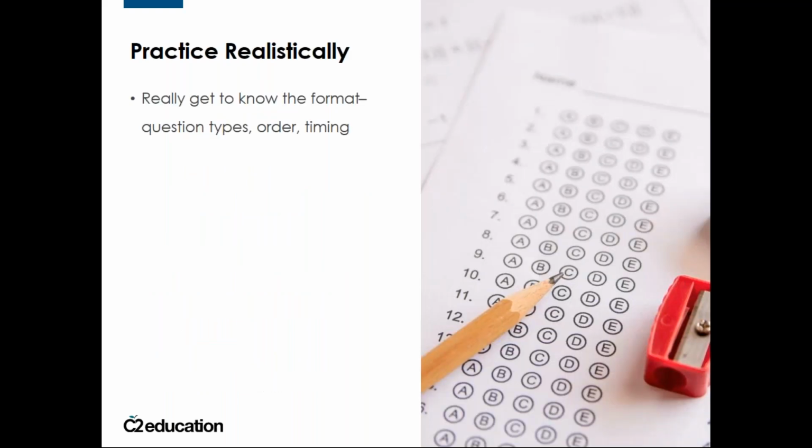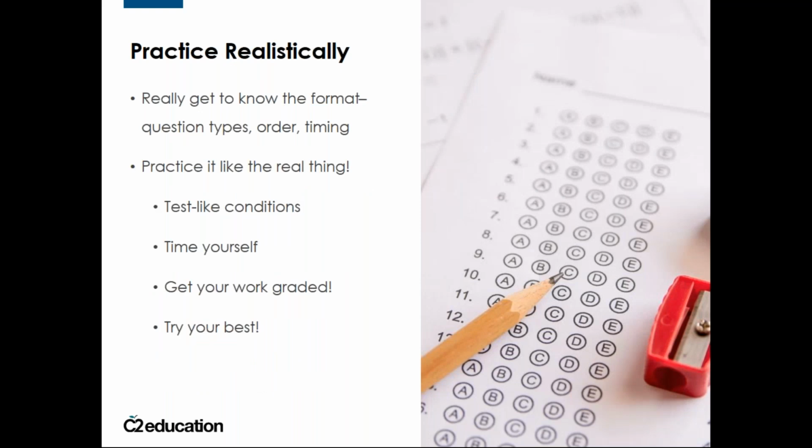Now, practicing. You want to practice with what's real. You don't want to just reread your textbook over and over again. You want to work with the format, the question types, the order, the timing. Practice like it's the real thing. Again, we talked before about being under time conditions, so you get a sense of that anxiety. When you get into the actual test, you're going to have a little anxiety, a little nervousness. If you're practicing under those test-like conditions, timed, getting it graded, you're going to have those nerves, that anxiety.